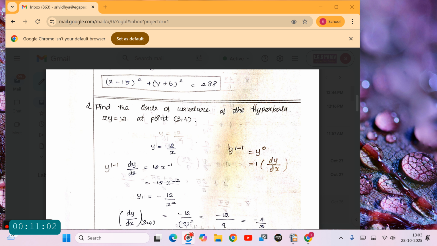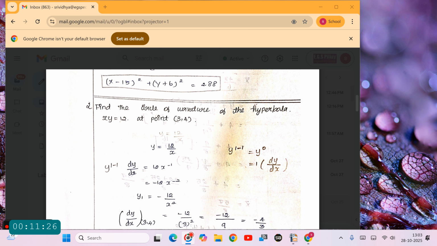Find the circle of curvature of the hyperbola xy equal to 12 at the point 3 comma 4. So better we have to bring this x into the right hand side. Also we can keep as it is and then differentiation is also correct. But for our convenience we can bring x into the right hand side and the given equation can be modified as y equal to 12 by x.